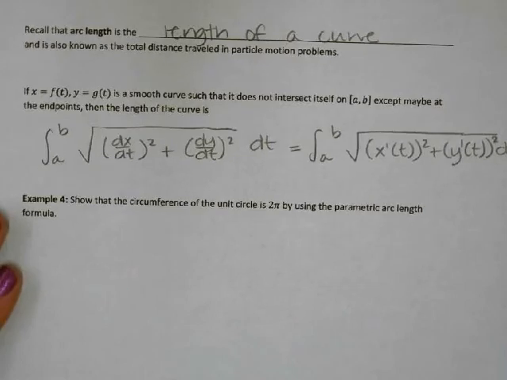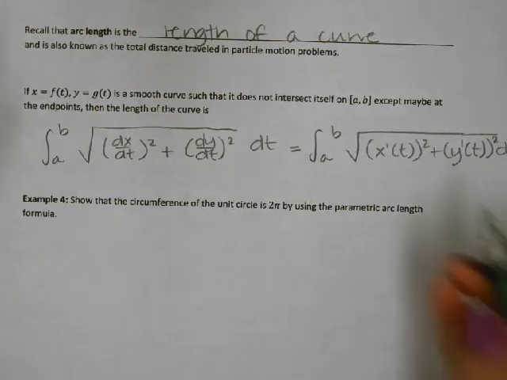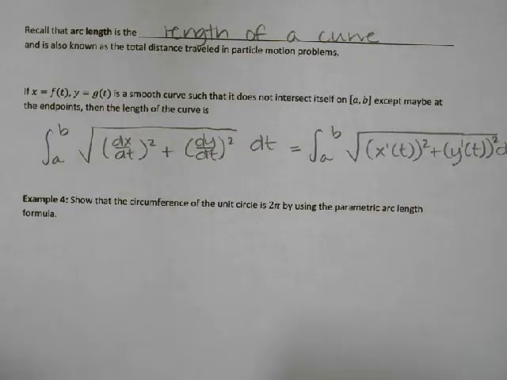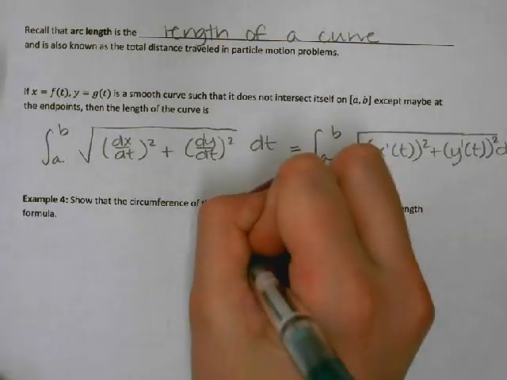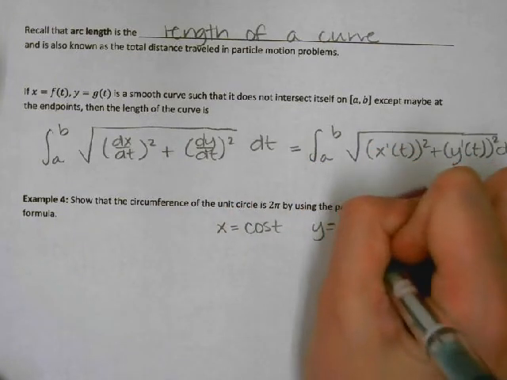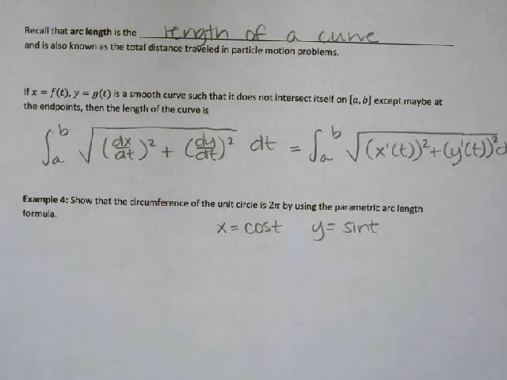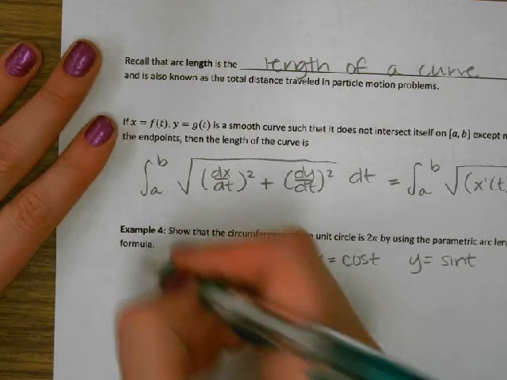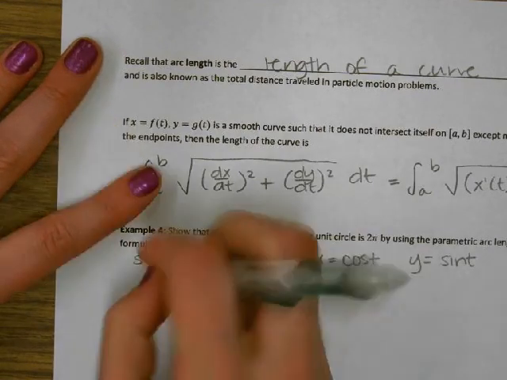So the last example says, show that the circumference of the unit circle is 2 pi by using the parametric arc length formula. So we want to write a parametric equation for the unit circle. So I just want to remind you guys that when we wrote equations for circles, it was usually x equals cos t, y equals sine t. This is going to be a unit circle because it's going to have a radius of 1. So if you think back to when we were writing these, we would have, like, I guess we did cos squared first.